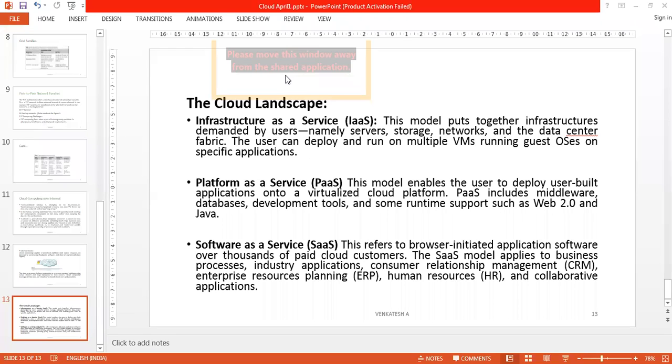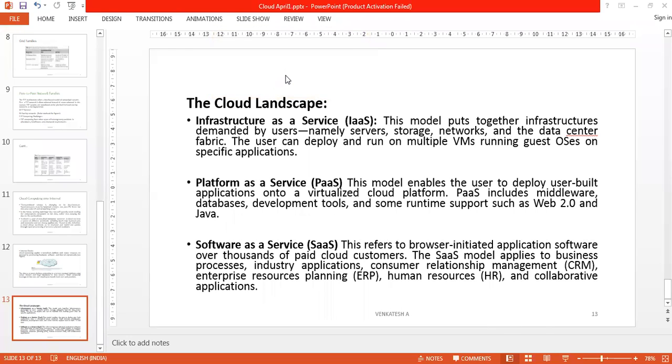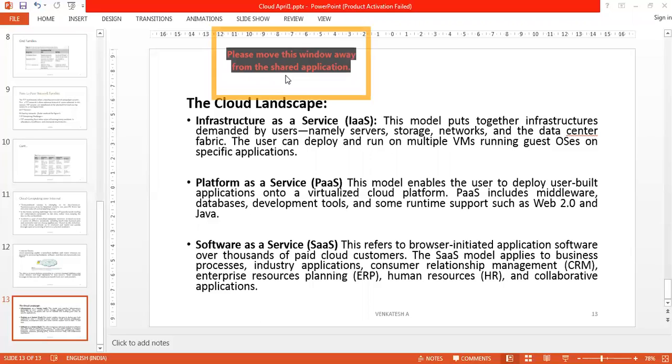Okay, then as part of this infrastructure as a service, the user can deploy and run multiple virtual machines running guest operating systems on specific applications. That means it provides a provision wherein the user can install any guest operating system of his choice, and upon that he can install applications and he can run and test the applications. Okay, that's one of the major benefits of having infrastructure as a service, as a cloud service.